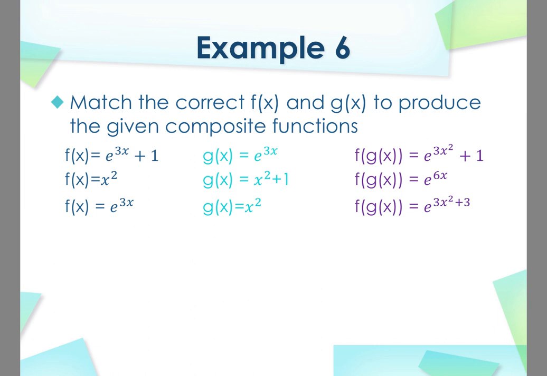All right, example 6 says match the correct f of x and g of x to produce the given composite functions. So you're trying to take something from the f of x column, something from the g of x column, that when I took that g and I plugged it into f, I got the one on the right. Does that make sense? See if you could do it. All right, let's start with, well, I'm going to go right to left. So start with the one on the top. If I want to get e to the 3x squared plus 1, which of the f of x, g of x combinations are you going to use?